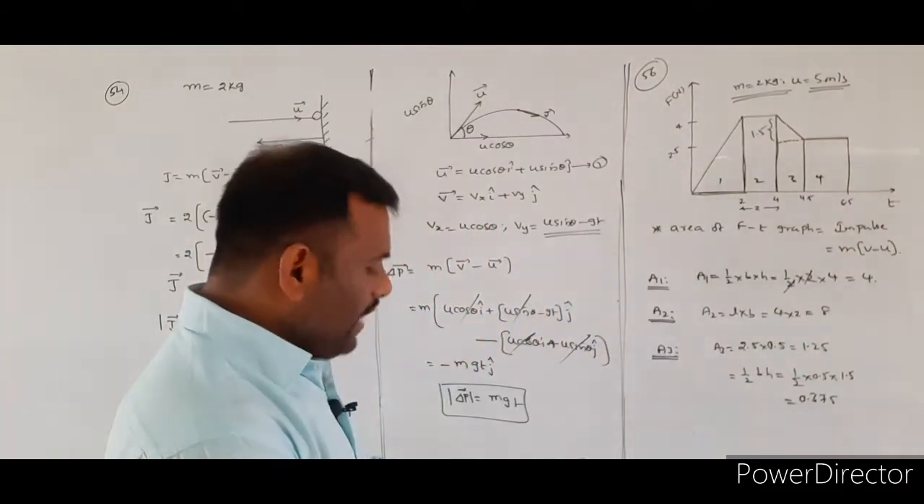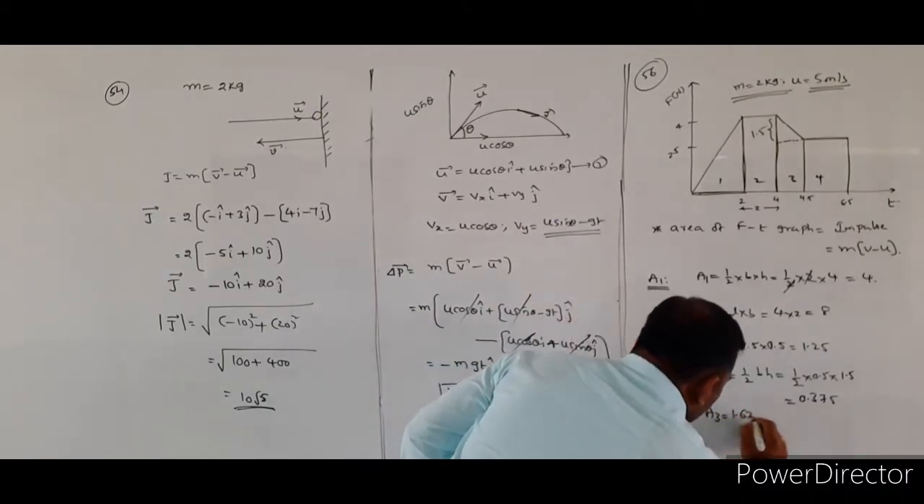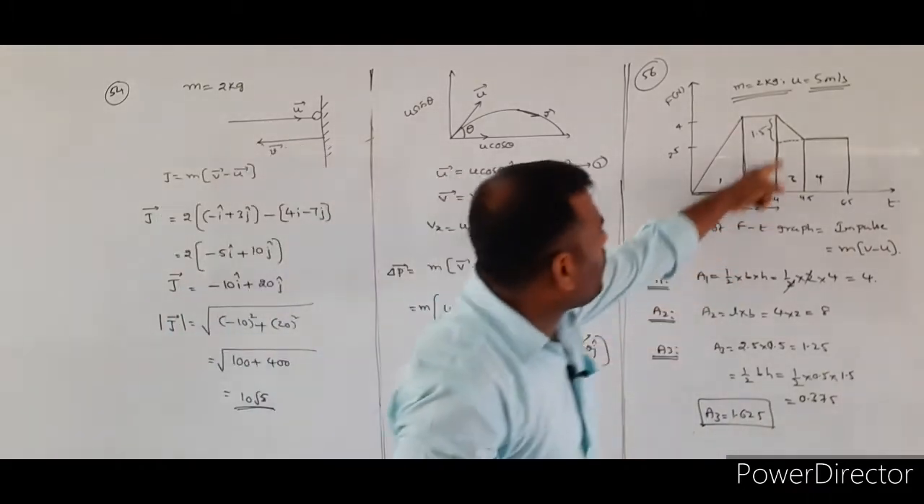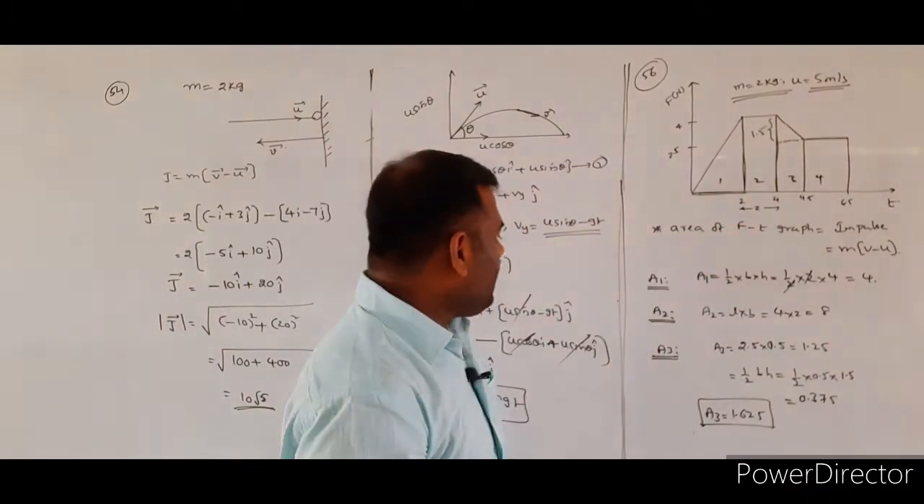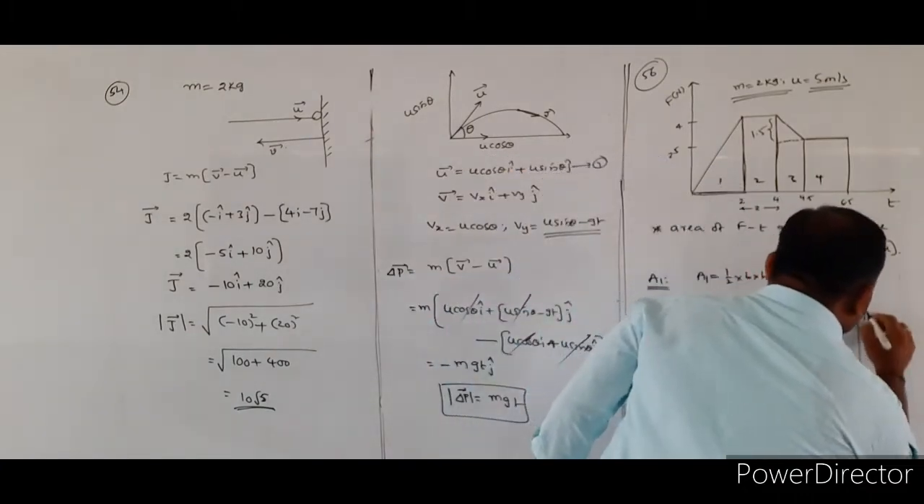If you add these two values, you will get the area of the third portion is equal to 1.625. So this is the total area of this portion. Similarly, we will calculate the area of the fourth part.